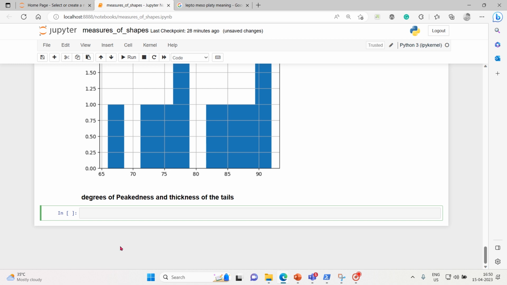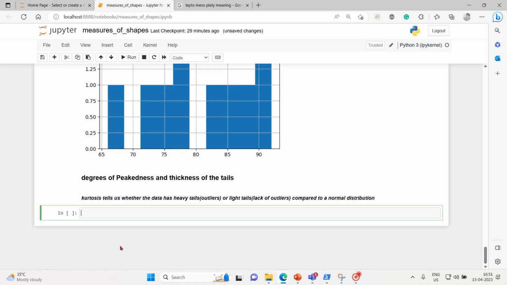Let me write it down. So, kurtosis tells us whether the data has heavy tails, outliers, or light tails, which is nothing but the lack of outliers compared to a normal distribution. Okay, this is kurtosis for us.